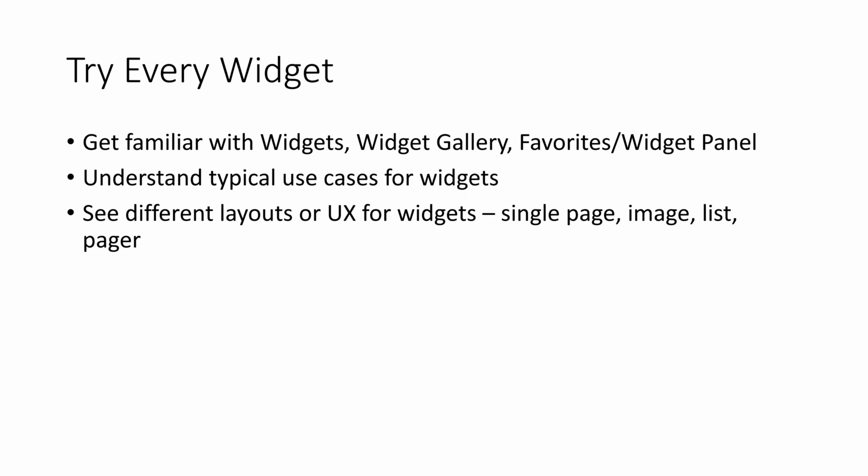It's a single page, it's a single image, it's a list of things. You can tap the list to do something. You can page, swipe left or right or up and down, to page through content. And if it's a more complicated widget that has multiple screens, how do you navigate from one screen to another? All that stuff is important to understand.